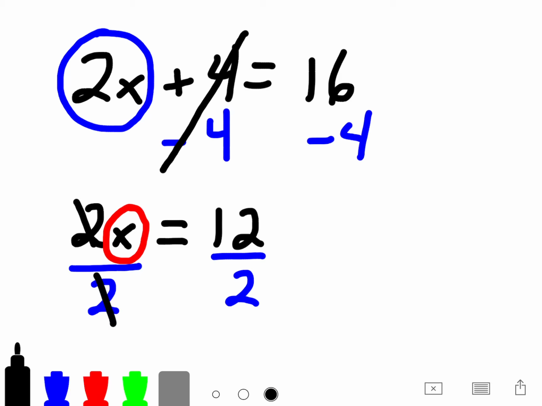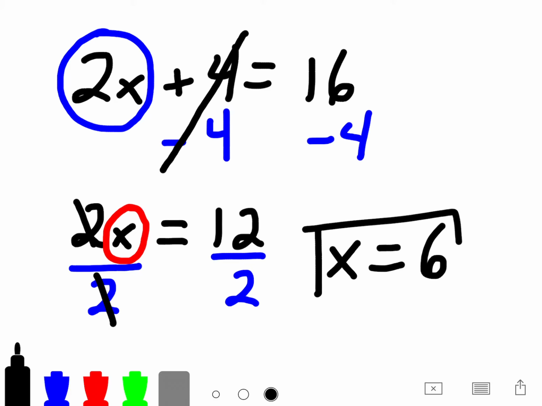So 2 divided by 2 is 1. 1 times x is just x. I have nothing else on that side, so I can put my equal sign. 12 divided by 2 is 6. And now I have my answer. So this is how we do two-step equations. Let's do another example.